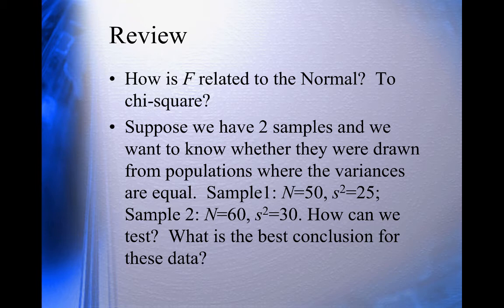Suppose we have two samples and we want to know whether they were drawn from populations where the variances are the same. Sample 1, we've got 50 people, we've got a variance of 25. Sample 2, we have 60 people, we have a variance of 30. So how can we do the test? And what will we conclude for these data? Are these believably drawn from the same population? Or should we say, no, I don't think so, I think they came from different populations. What's the answer? Okay, so you want to pause the video and answer these questions, and then turn it back on and find the answers.